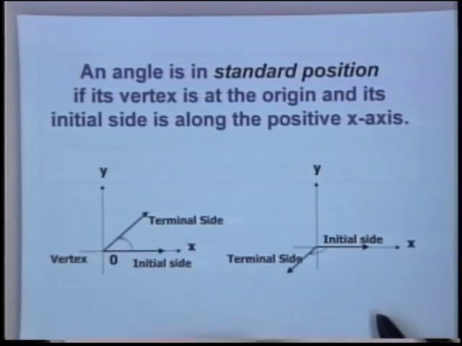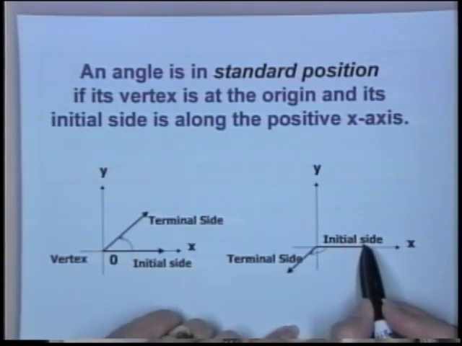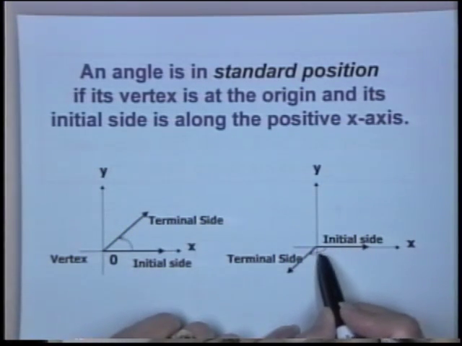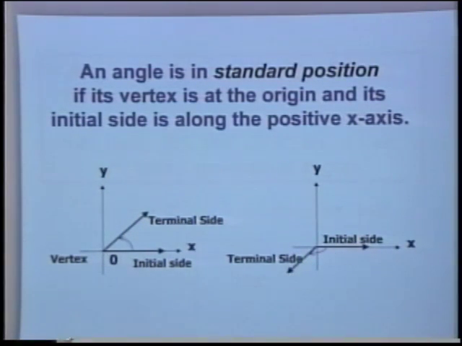Here's an example of a negative angle in standard position. Here's my initial side at the positive x-axis. Notice this time that I rotated it in a clockwise direction, and there is the terminal side.